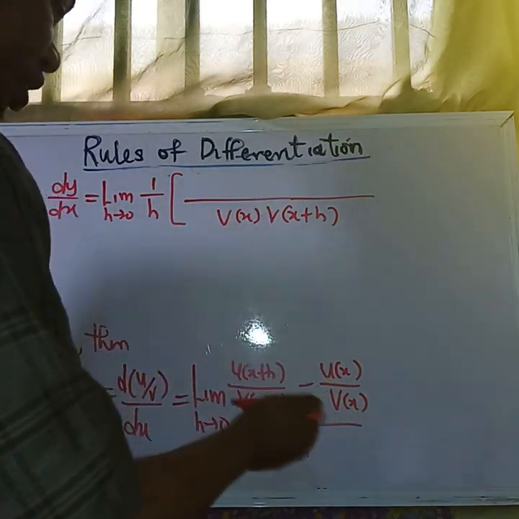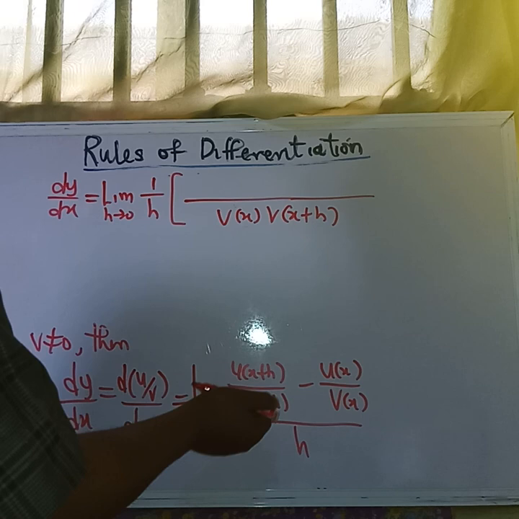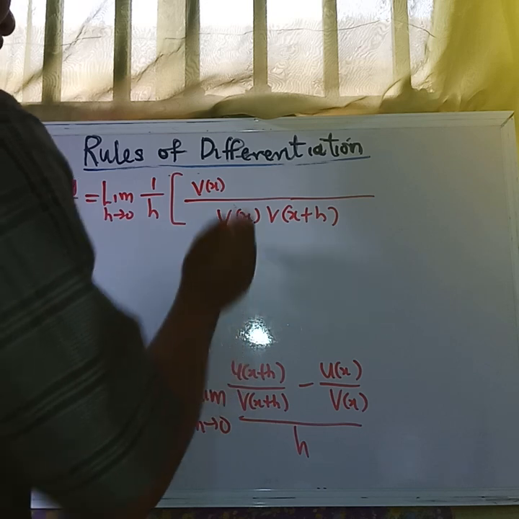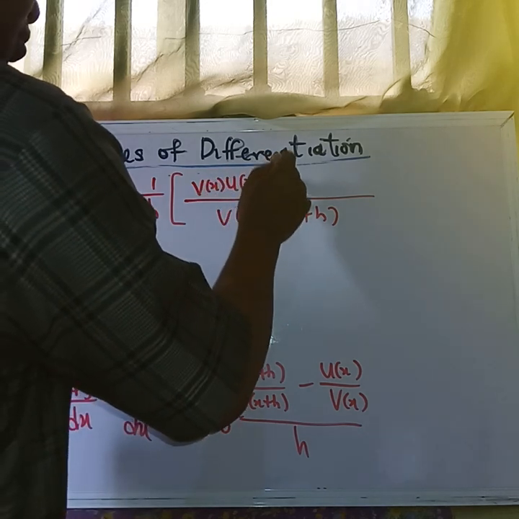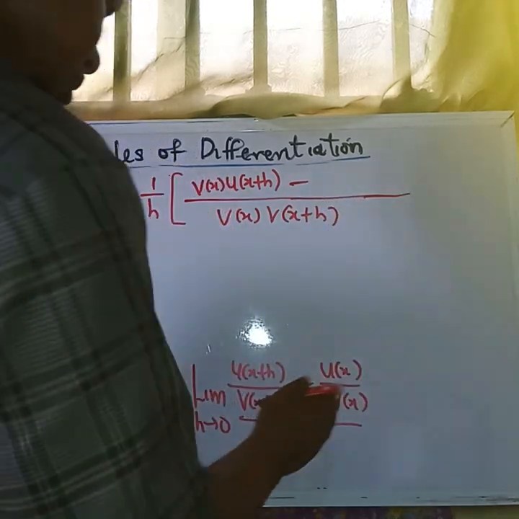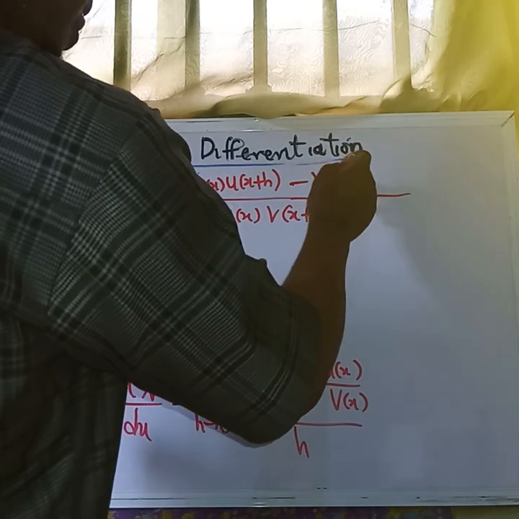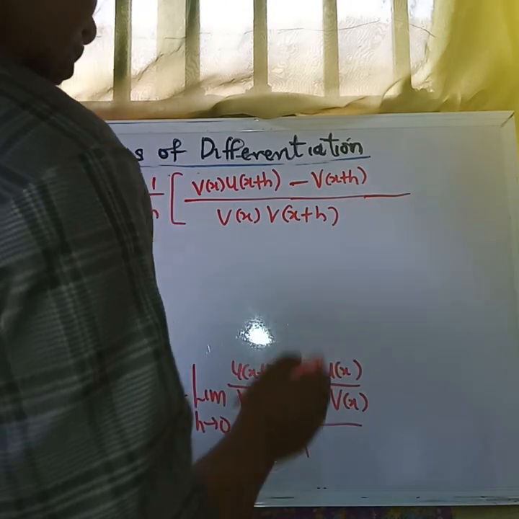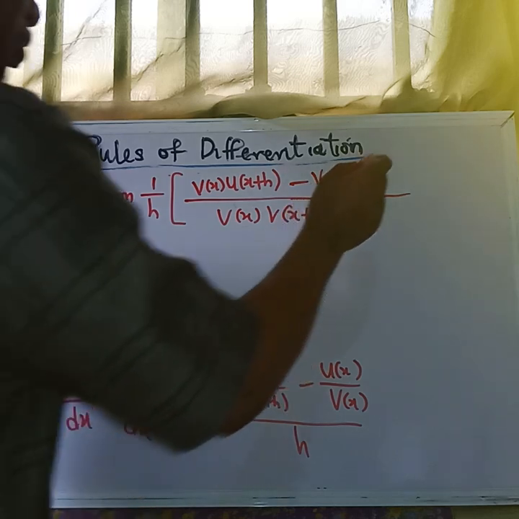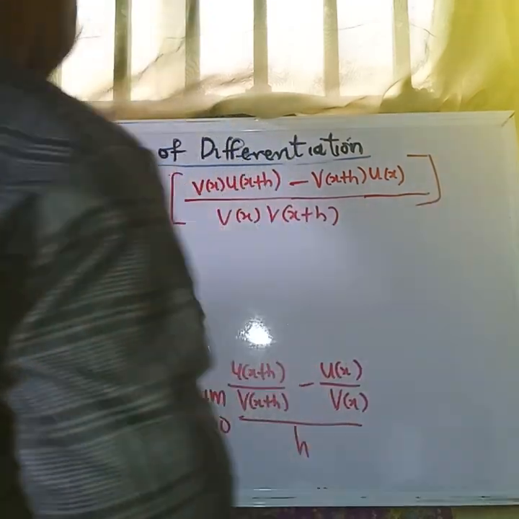That's the LCM of these two denominators. So if we simplify this further, this will be v of x plus h, in this we have v of x multiplied by this. The minus here that's coming. Then again, v of x in this will be v of x plus h, that is, this we cancelled out. Then we're multiplying this with the numerator here, which is u of x. So that is what we have here too.